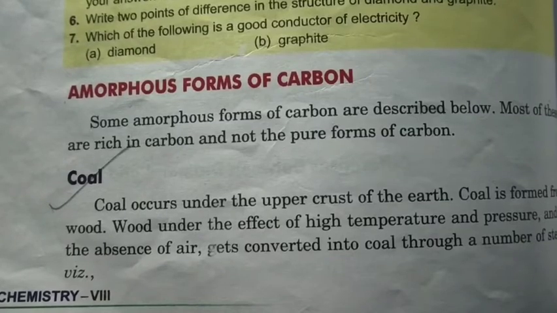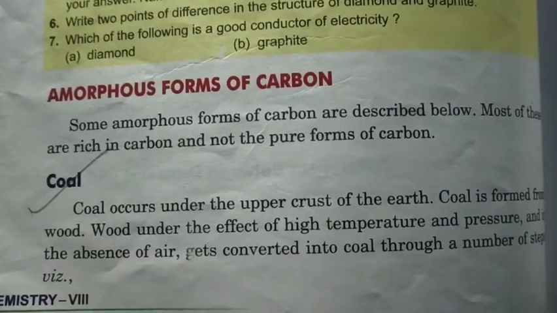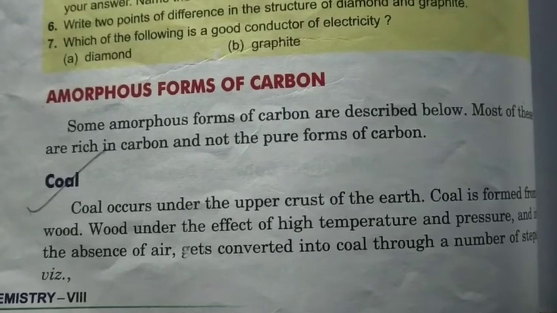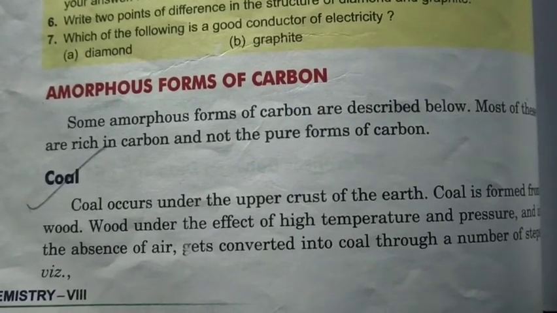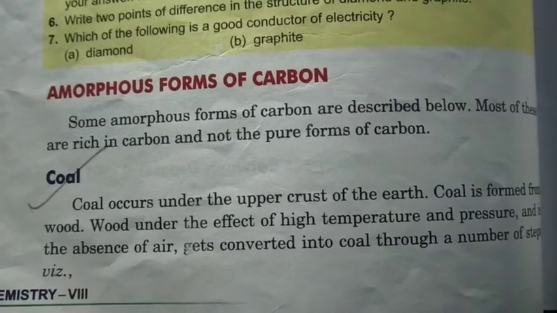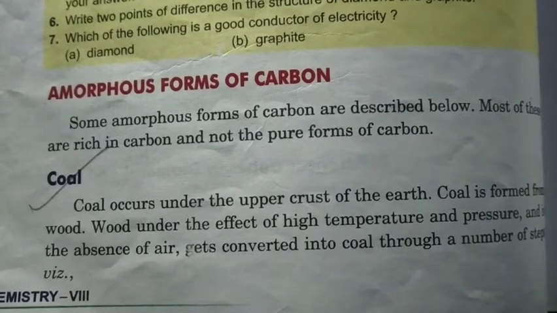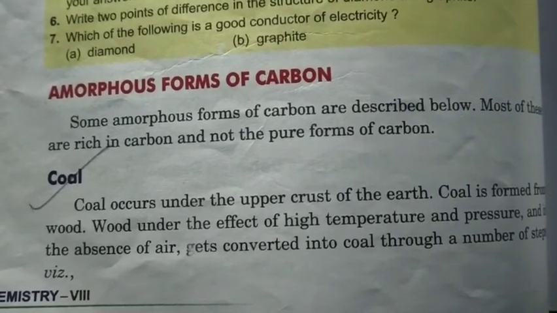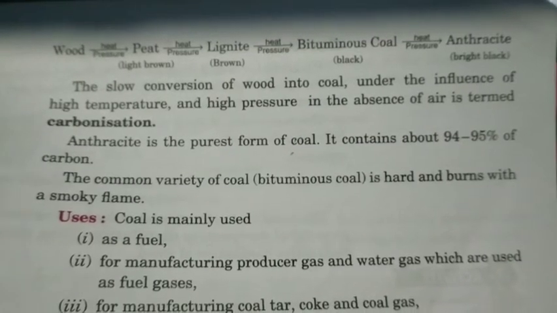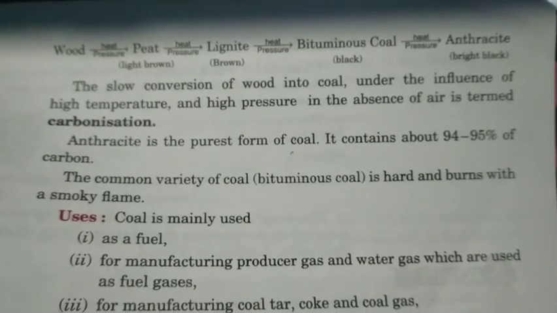So this coal occurs under the upper crust of the earth. It is formed from wood under the effect of high temperature and pressure. It is a fossil fuel, formed in the absence of air. Now it gets converted into coal through a number of steps. Now we are going to see the steps, how it converts into coal.